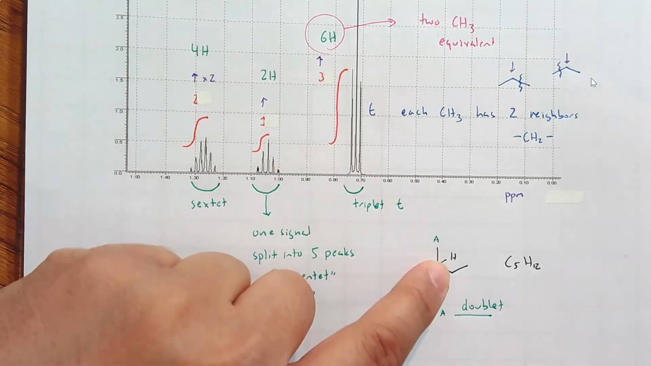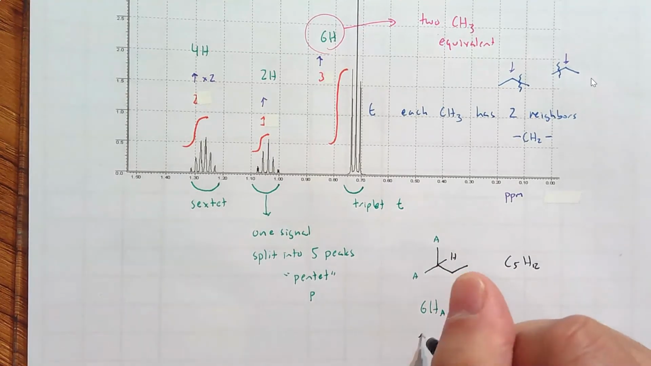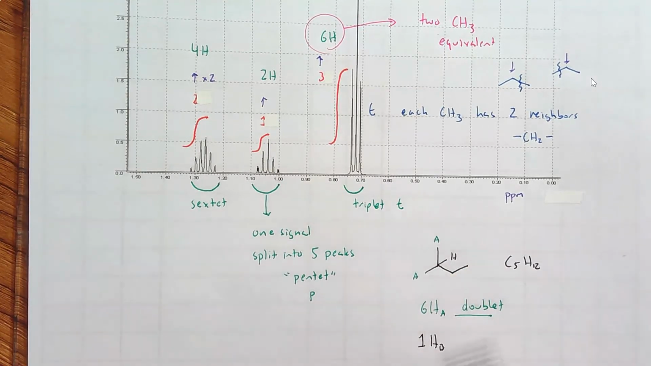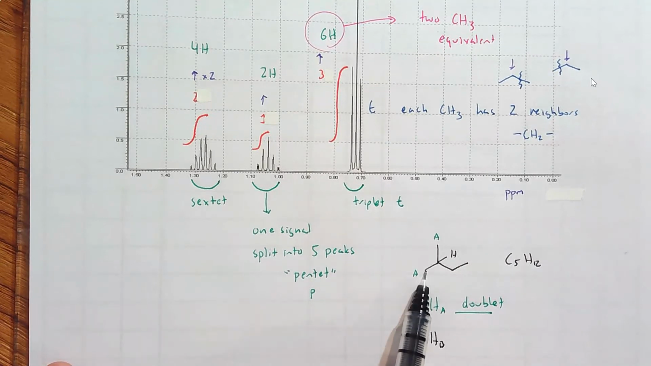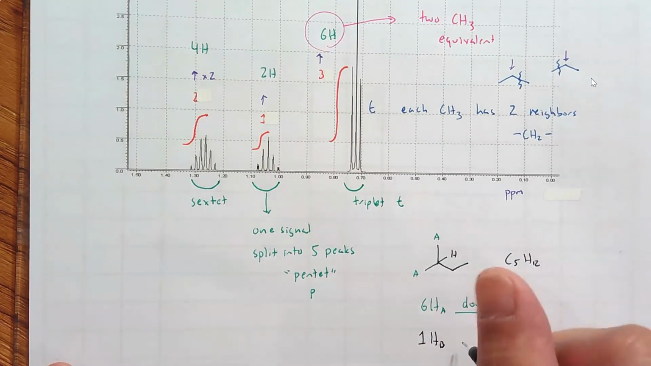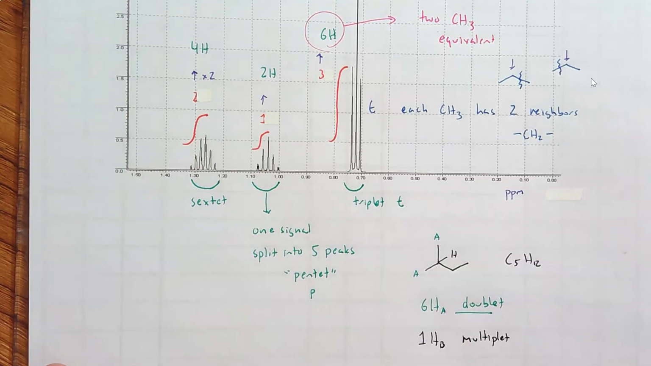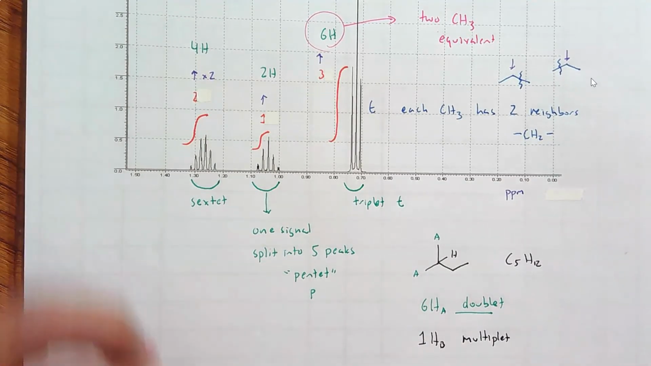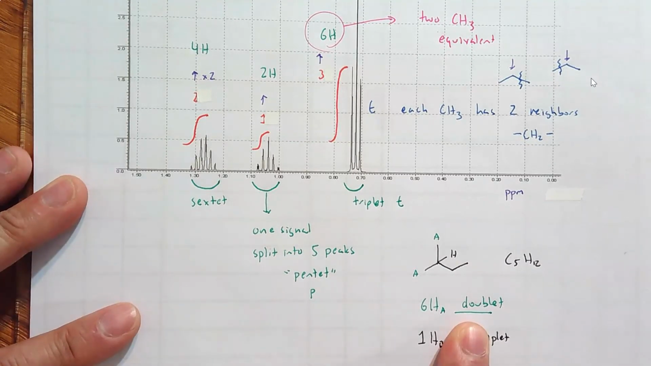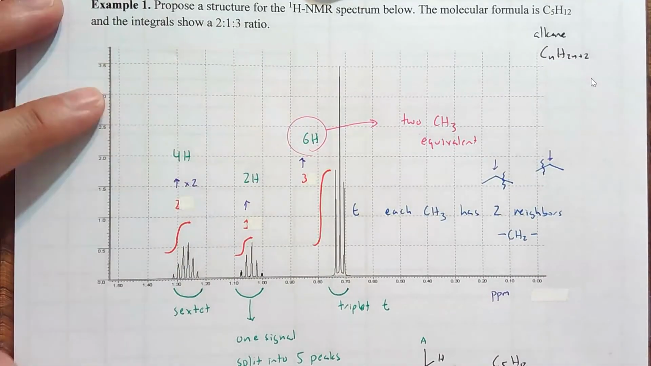You know, this H right here, we'll call this 1HB. It's totally split. It's split by 1, 2, 3, 4, 5, 6, 7, 8. We call that a multiplet if it's way higher than 5 or 6. Okay. I'm going to stop right there because I don't have a 6H doublet. I have a 6H triplet.